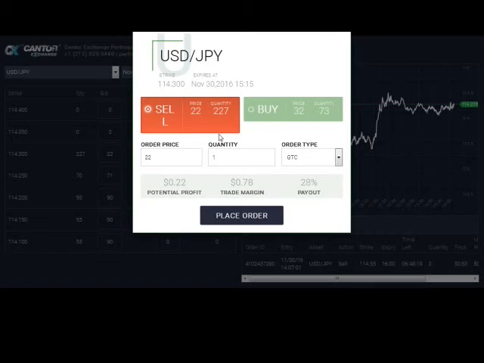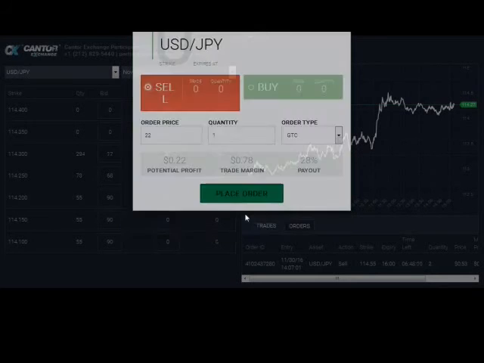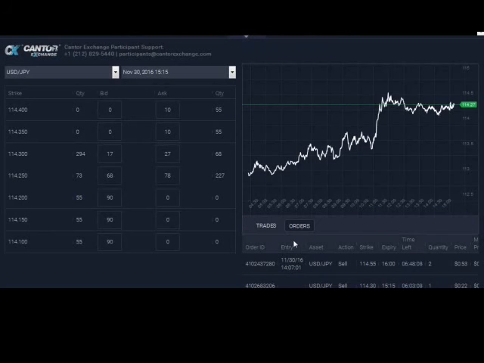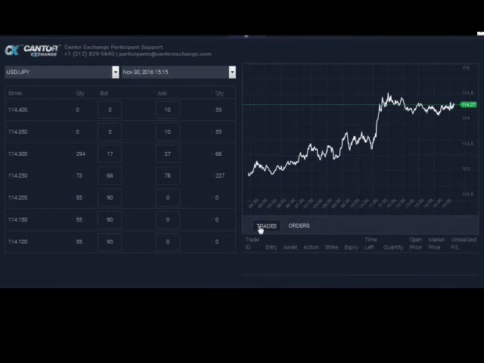Okay, guys, I'm going to try and see if I can actually get this trade a little bit here. Let's see if it gets filled.